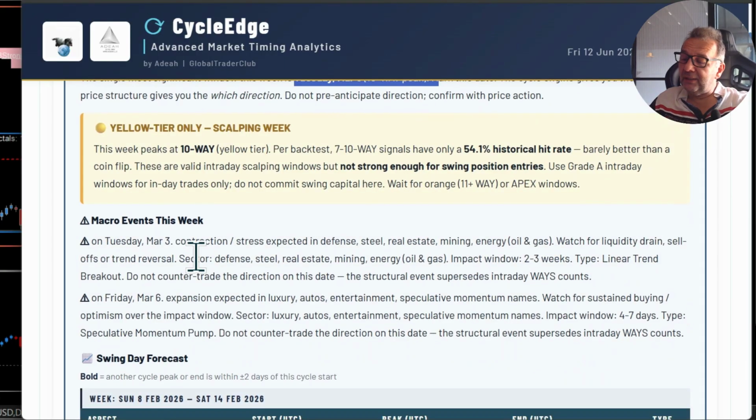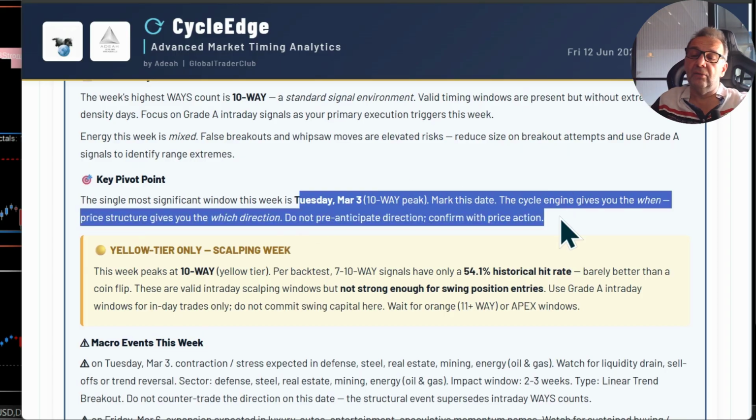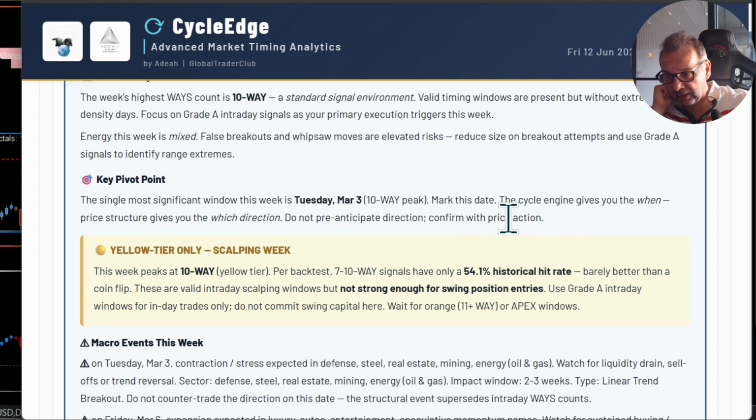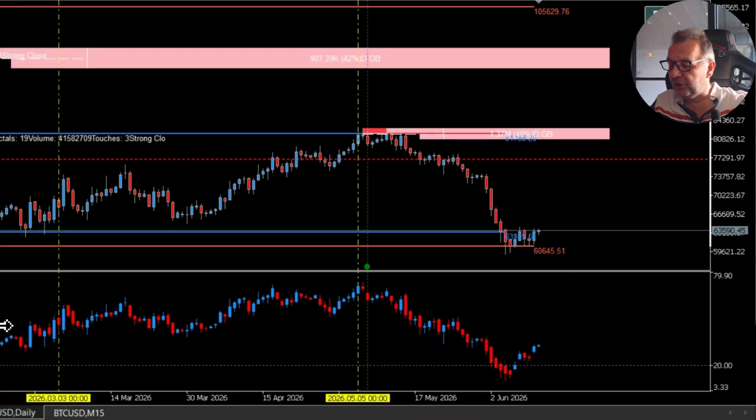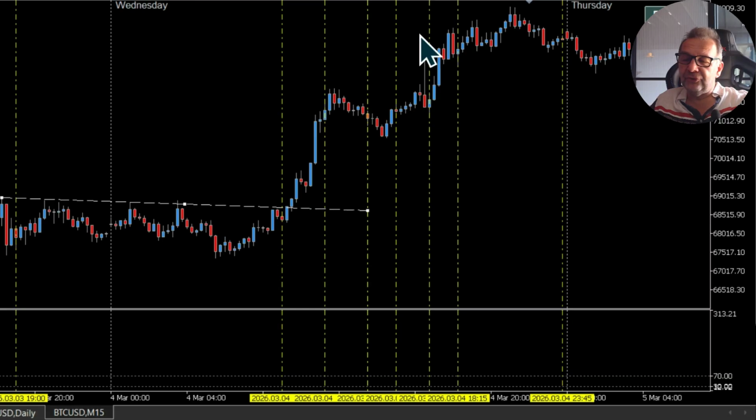Okay, remember, if we want to chuck a UE, we're just following it through. Now, on the weekly insight, there's something really, really nice. Now, remember, that's just for one day. All right, it's just March 3. Mark this date. The cycle engine gives you the when, price structure gives you the which direction. Do not pre-anticipate direction. Confirm with price action. All right. So all you have to do is once you understand what direction you're going in your intraday, you just go in and trade it off.